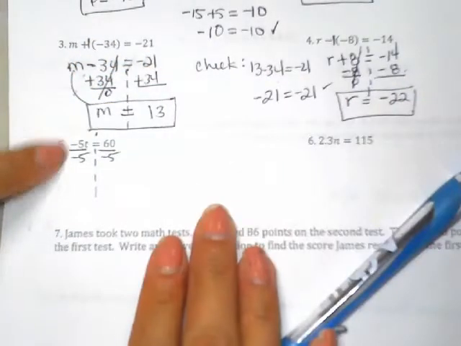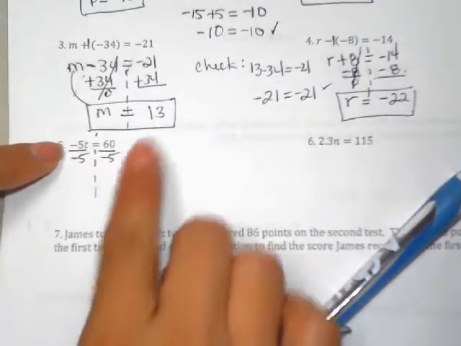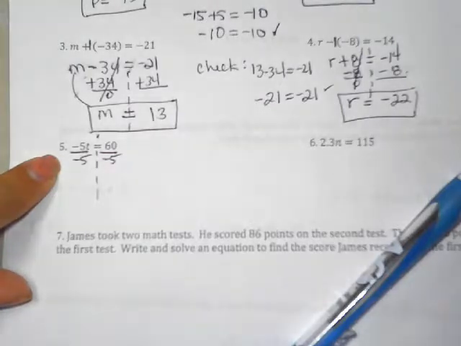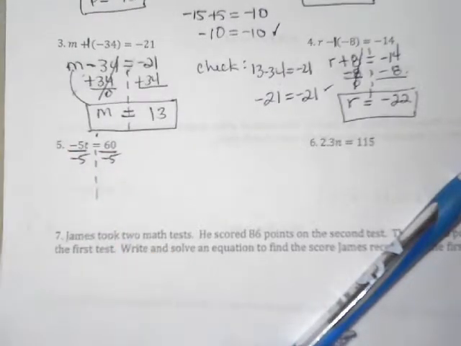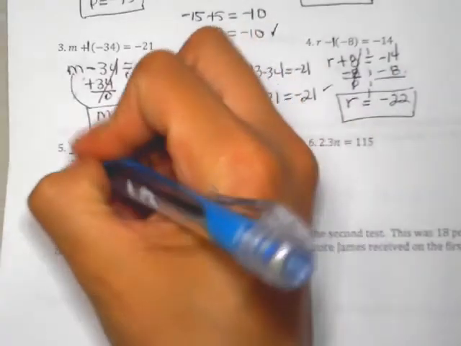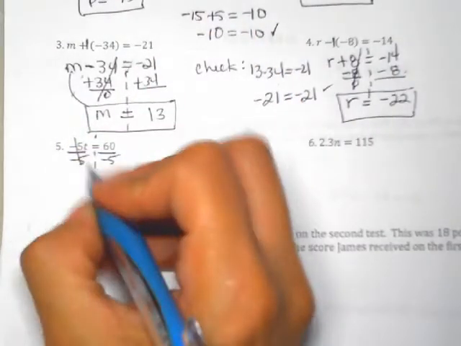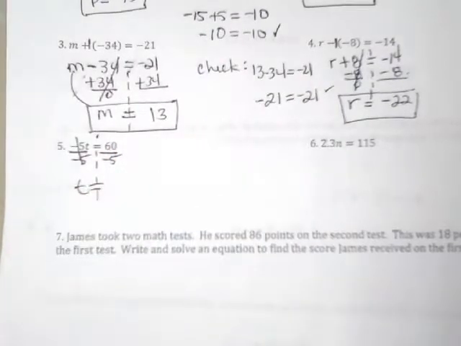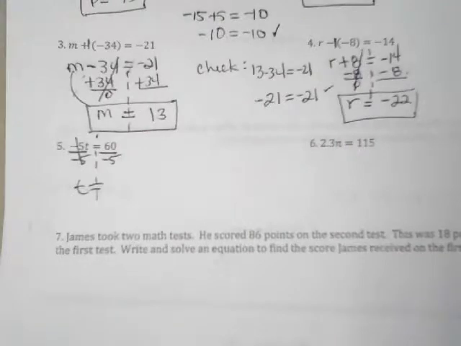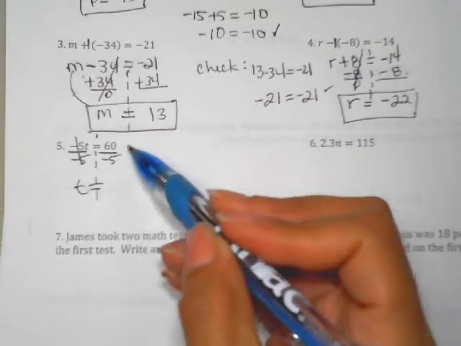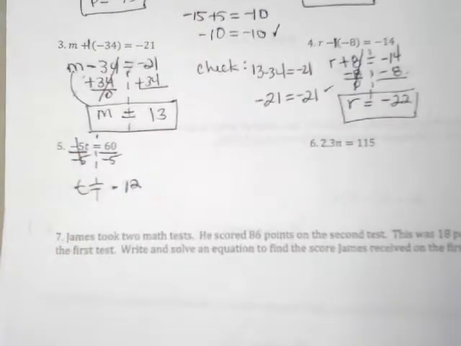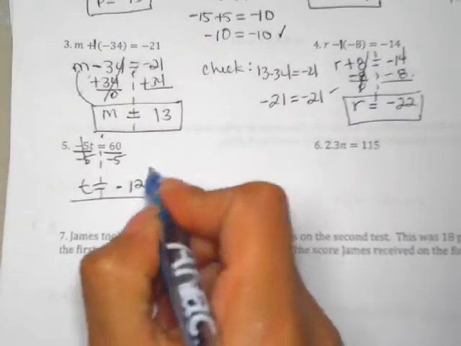We don't change it to a positive because the inverse operation is already division. And when I divide and multiply, you keep the exact same number with the exact same sign. Watch out for that on your homework. Negative 5 divided by negative 5 is positive 1. And 1 times t is just t. So give me a positive. Then 60 divided by a negative 5. A negative. If they're opposite signs, guys, when you divide or multiply, then it's always going to be negative. 60 divided by 5 is 12.